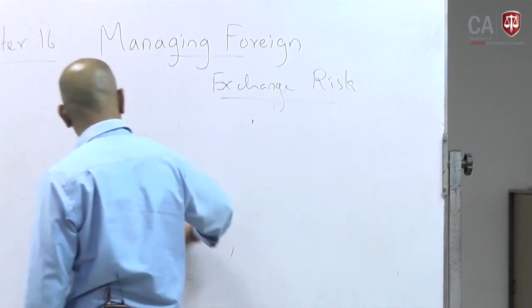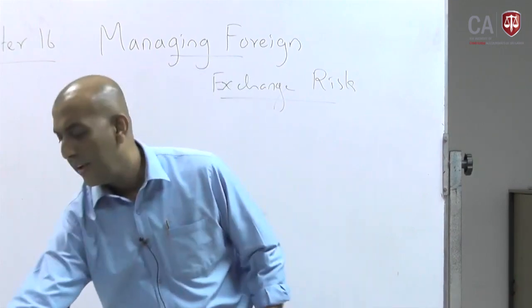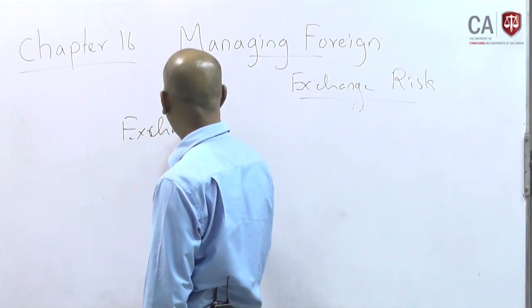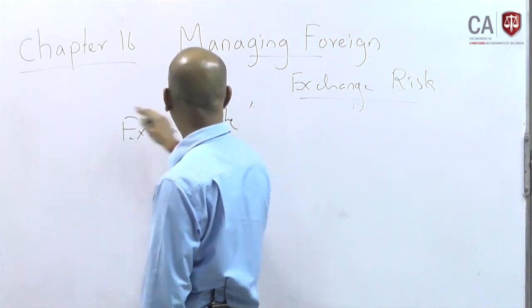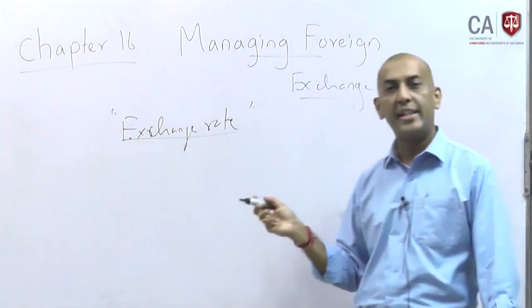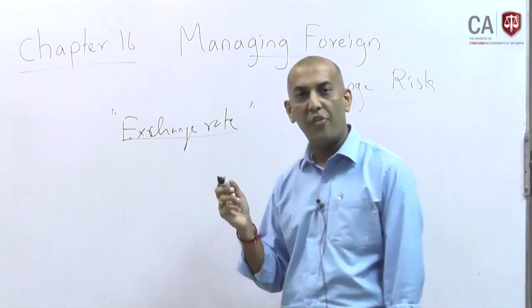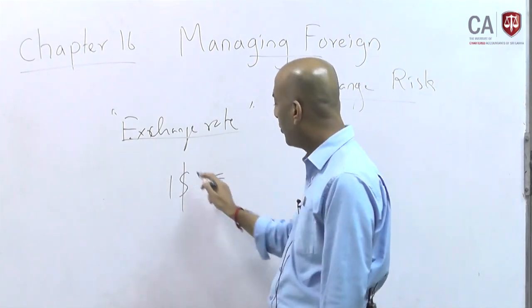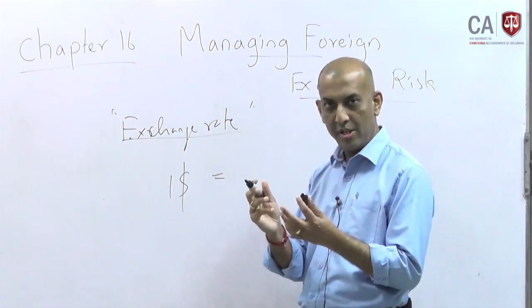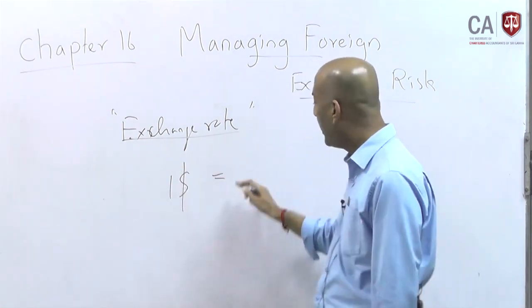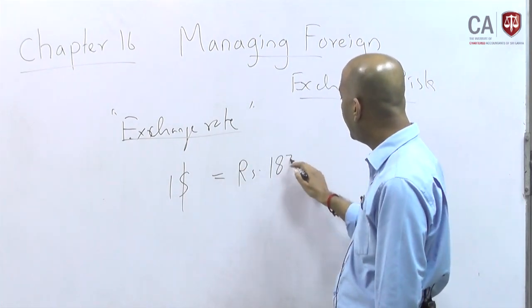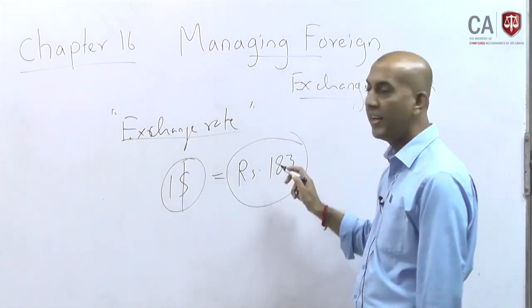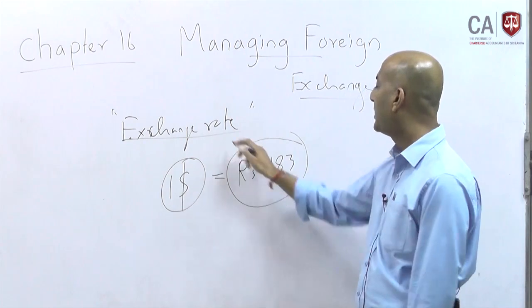Now let's quickly go through some of the terminologies in exchange rate risk. One, what is exchange rate? Exchange rate is the value of one currency given in another currency. For example, $1 US. So $1 is one currency value. We are going to give the $1 value in rupee terms. So we say 183 rupees. So the $1 value is given in another currency, say 183 rupees. So this is the exchange rate.